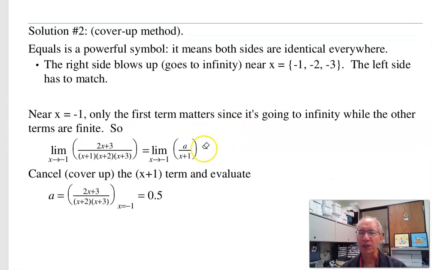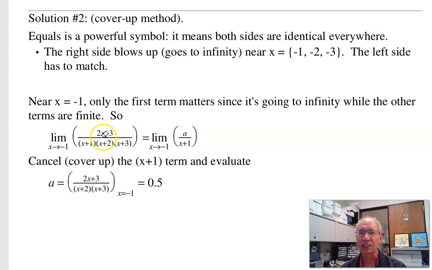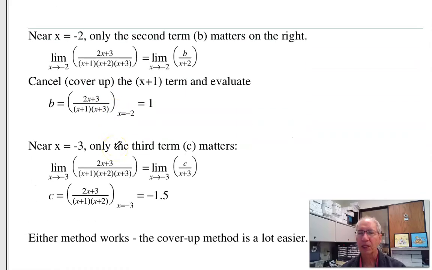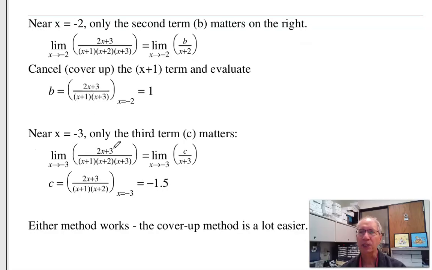I would use the cover-up method. And there the idea is, again, as x goes to -1, these have to match up. The other terms are constant. This goes to infinity, infinity relative to the other terms. These other terms don't matter. To cover up this guy right here, A has to be that. Likewise at -2, -3. Either method works. Take your choice. I use the cover-up method. It's a whole lot easier. But what you do is up to you.